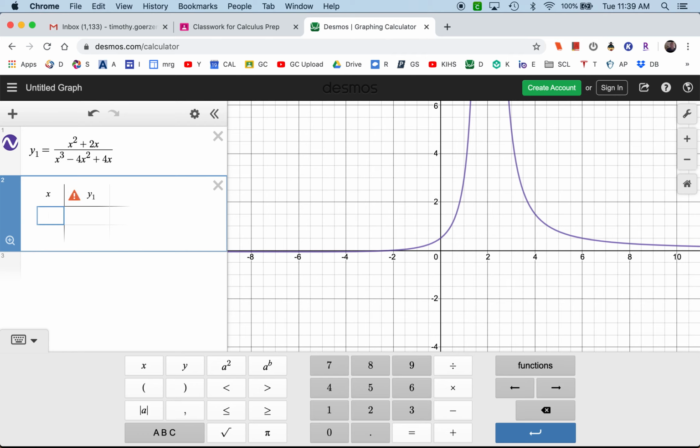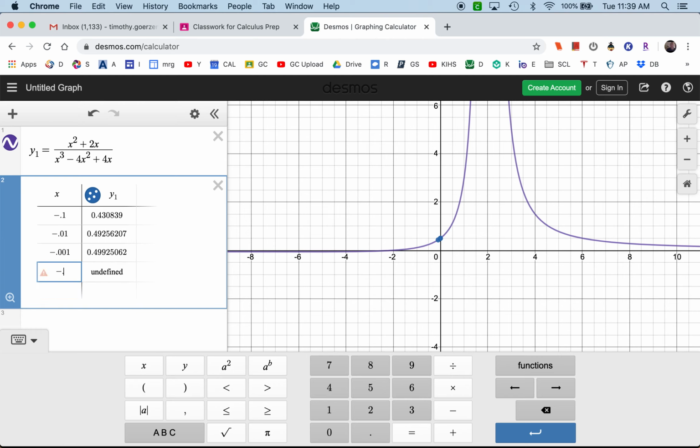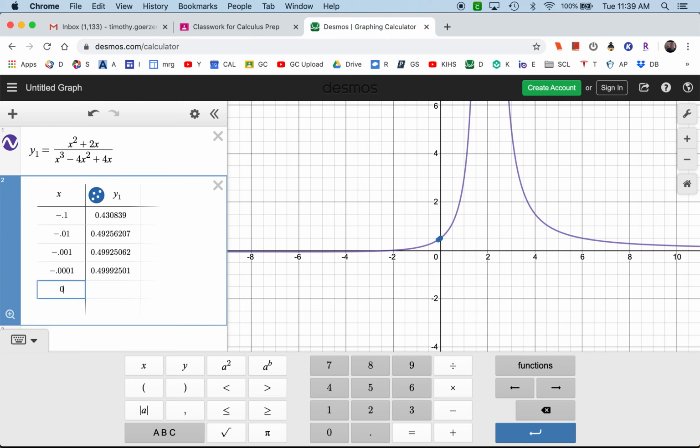So on the left side, I could plug in negative 0.1, or I could plug in negative 0.01, or I could plug in negative 0.001. How about even closer? Negative 0.0001. So you know if I plug in 0, it's undefined. But as I get closer to 0, what's the answer approaching?